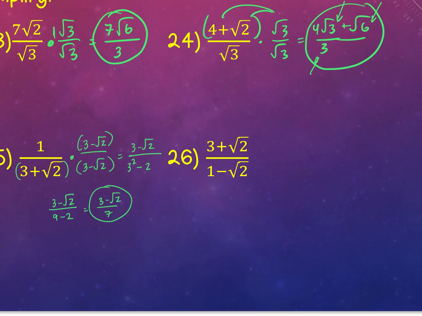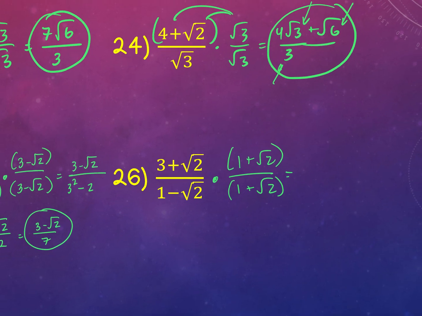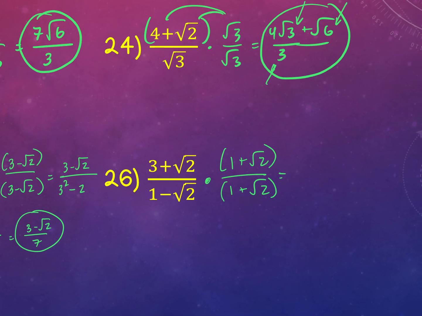And my last one, again, I'm going to multiply it by the conjugate. 1 plus radical 2 over 1 plus radical 2. And I'm going to have to FOIL my numerator because those are not sum difference of squares. So I'm going to have to do first times first is 3. Outer times outer, 3 radical 2. Inner times inner, 1 radical 2. And last times last, 2.